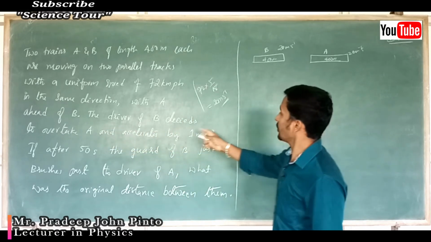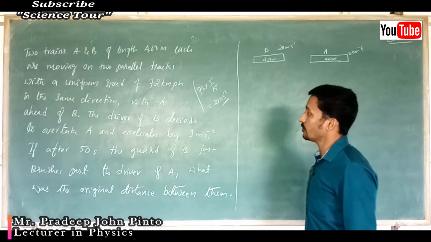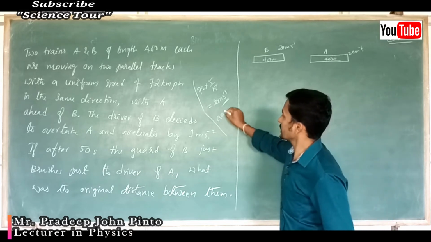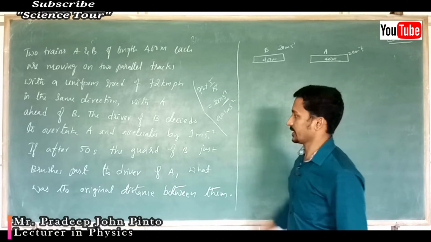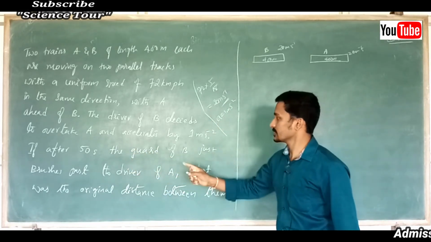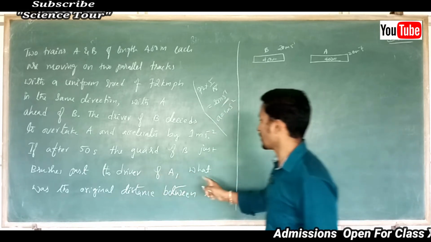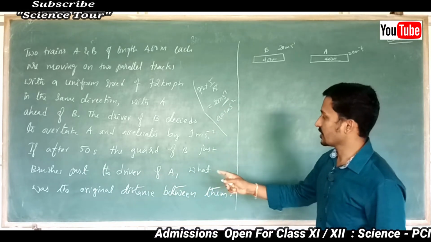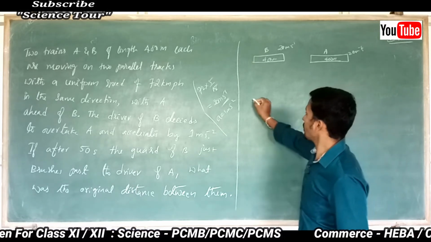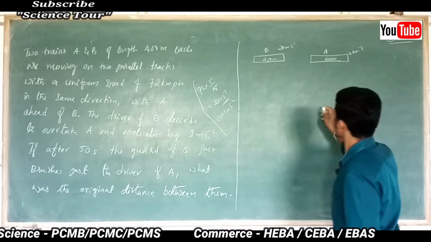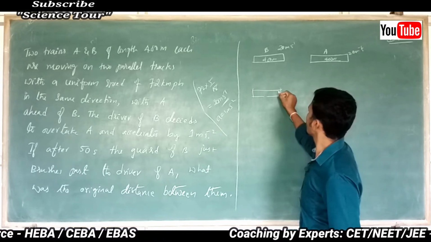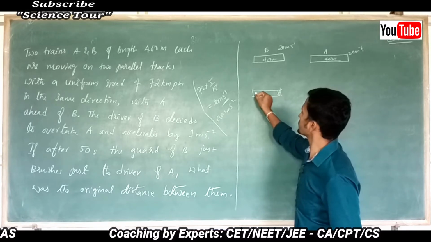The driver of B decides to overtake A and accelerates by 1 meter per second square. After 50 seconds, the guard of B just brushes past the driver of A. What was the original distance between them? Normally in a train, it is assumed that the driver will be at the front and the guard will be at the last.